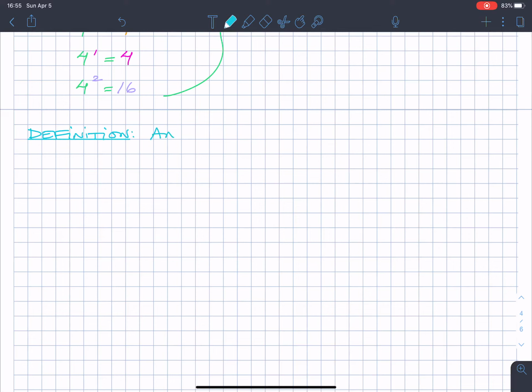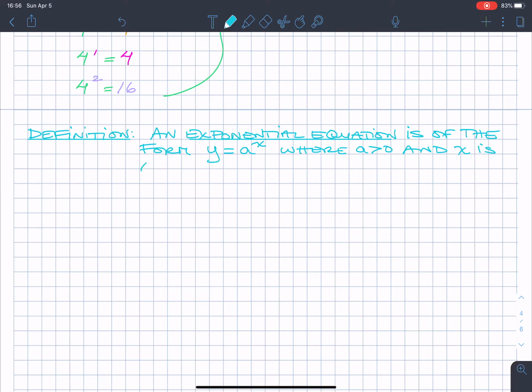So an exponential function, that's what we're defining, or equation, an exponential equation, is of the form y is equal to a to the x, where a is greater than 0, it's positive, and x is any number and y is greater than 0.